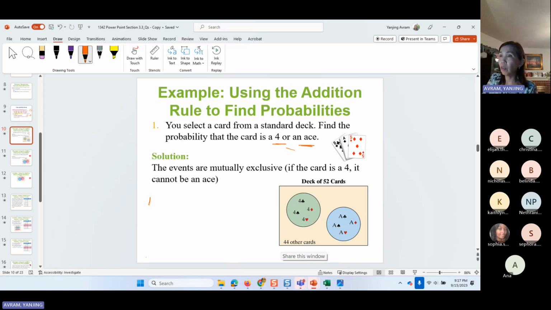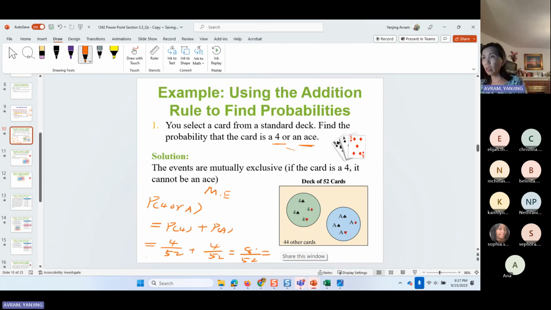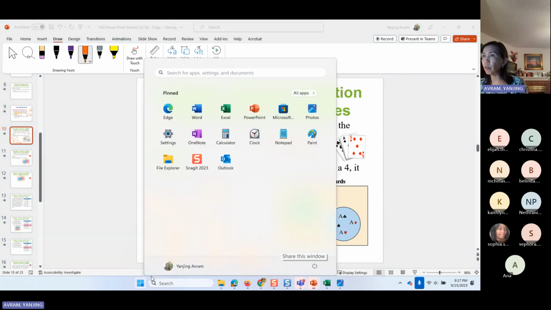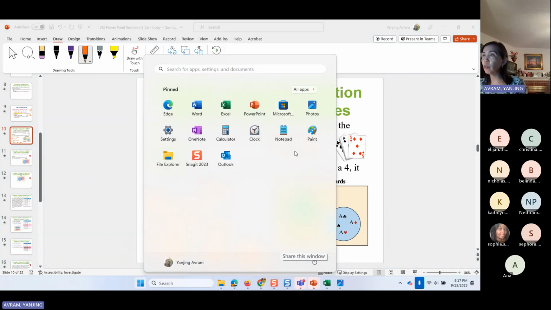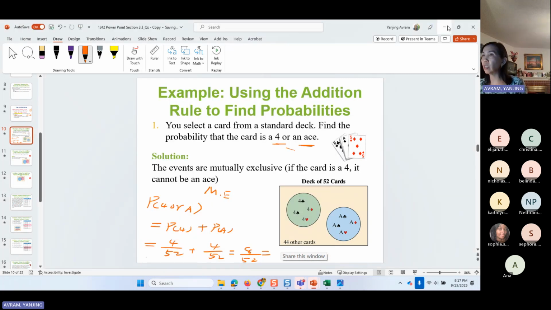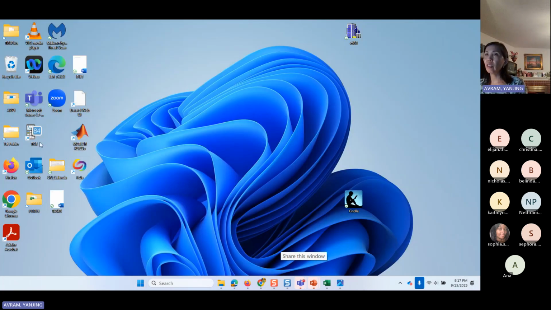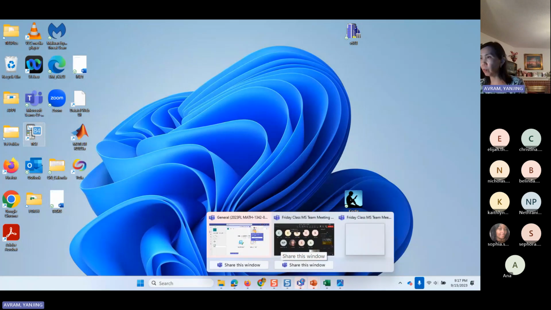This is how you write it. Probability of 4 or ace: since this is mutually exclusive, we have the probability of a 4 plus the probability of getting an ace. That's 4 out of 52, and this is also 4 out of 52, so we have 8 out of 52. Simplify that. Sometimes people say, I do not know how to simplify. Let me show you: if you do not know how to simplify, you can do that in a calculator. It's really easy. The calculator usually simplifies for you.